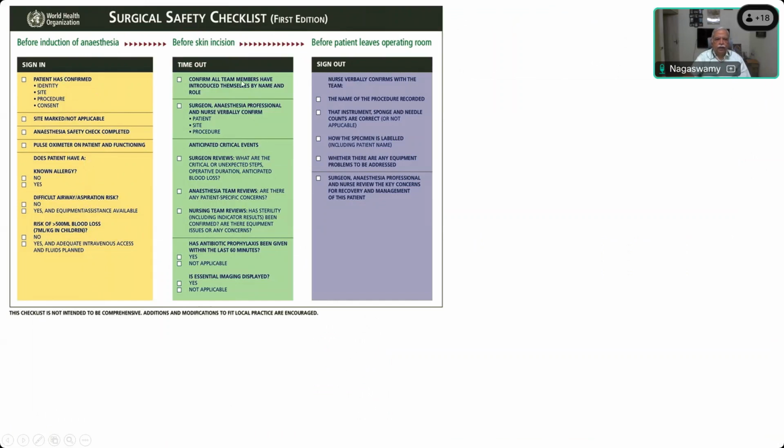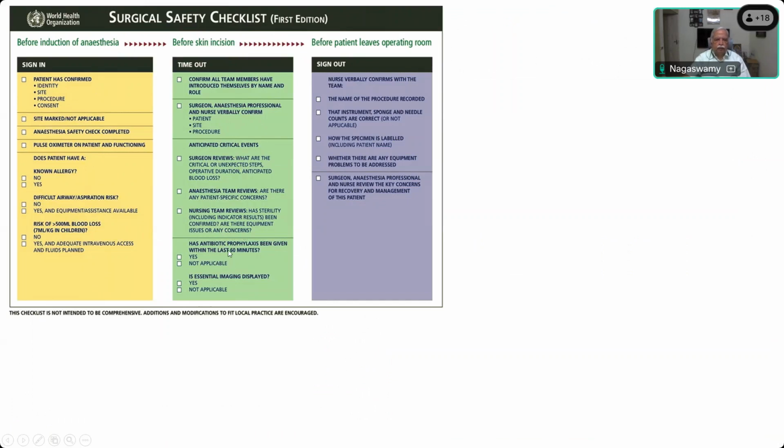to the surgeon also. And before skin incision, confirm all the team members have introduced themselves by name and role. Surgeon, anesthesia professional and nurses verbally confirm patient name, site, procedure, anticipated critical events. Surgeon reviews what are the critical or unexpected steps, what should be the anticipated blood loss. Anesthesia team, are there any specific patient concerns? Nursing team, has sterility been confirmed and are all the theatre equipments clean and sterile?